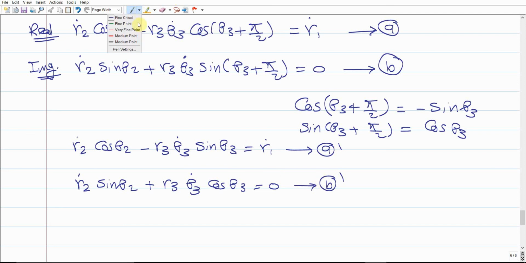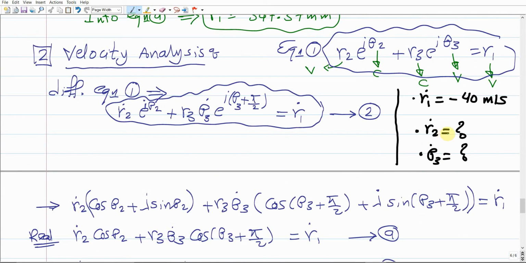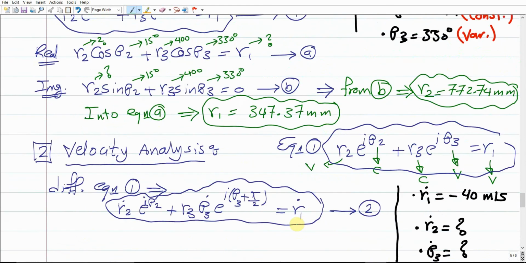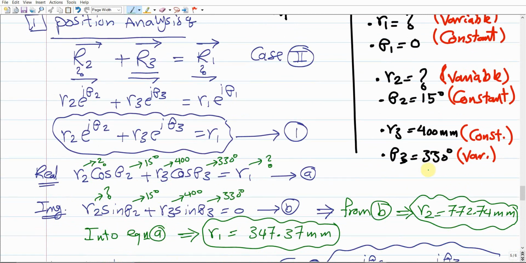What are the unknowns? Let us substitute with the values here. How much is R2 dot? R2 dot is unknown, so this is one of the unknowns. Theta 2, if you remember, is above. It is already given by 15 degrees. And R3 is already given. All the R's, all the thetas, we already got them. R3 is given by 400 millimeter, theta 2 is 15 degrees, theta 3 is 330 degrees.